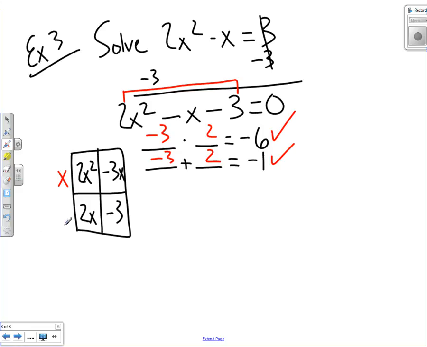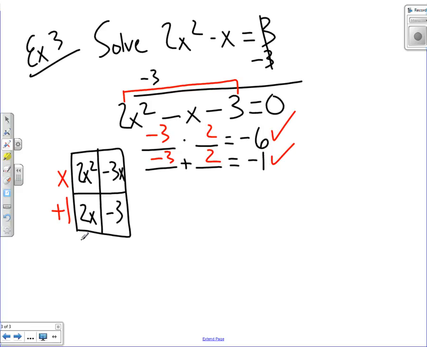Let's look at our bottom row. What's the biggest number that goes into 2 and negative 3? Same thing, right? Positive 1. Now, how do I know to factor out a positive 1 and not a negative 1? Remember, we factor out the sign that's closest to where we are factoring. The box closest to me is positive, so I take out a positive quantity.